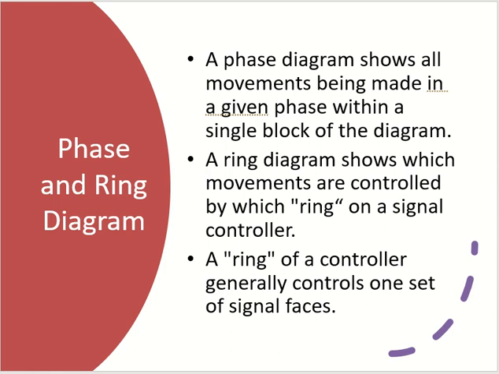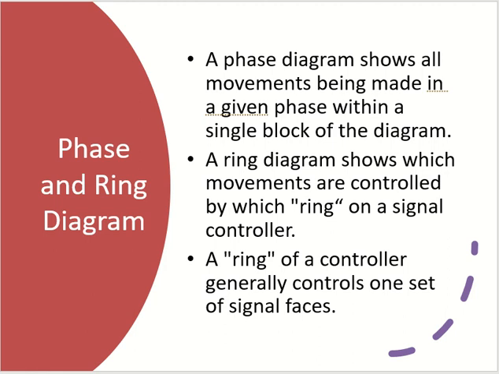Once you have the phasing plan, you can show it in 2 ways. There are 2 diagrams to show the phasing plan. One is called a phase diagram, the other one is called a ring diagram. Both of them have the same purpose, showing the movements of different phases. You can do it through a phase diagram or a ring diagram. What is a phase diagram? It shows all the movements in one phase in a box. All the movements in one phase in a box, in any direction, from any direction. This is called a phase diagram.